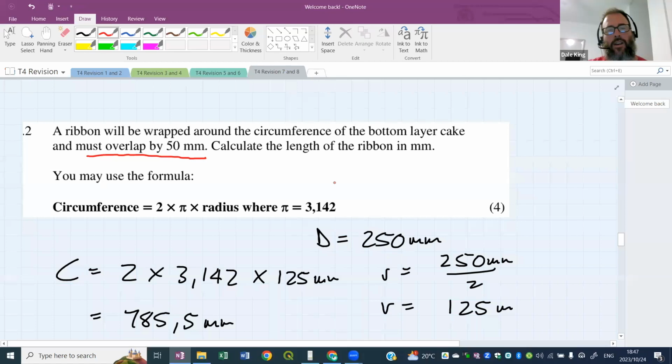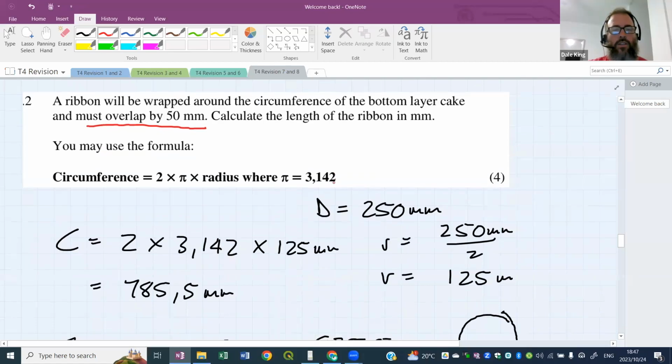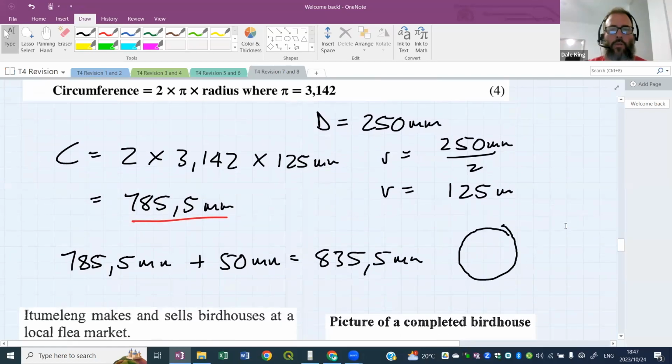Okay, so I did get you, sir. Did you get 785,5? Yeah. All right, so it's fine. You just have to add on the 50 millimeters. Okay, sir, thank you. No problem. Thank you for your question.